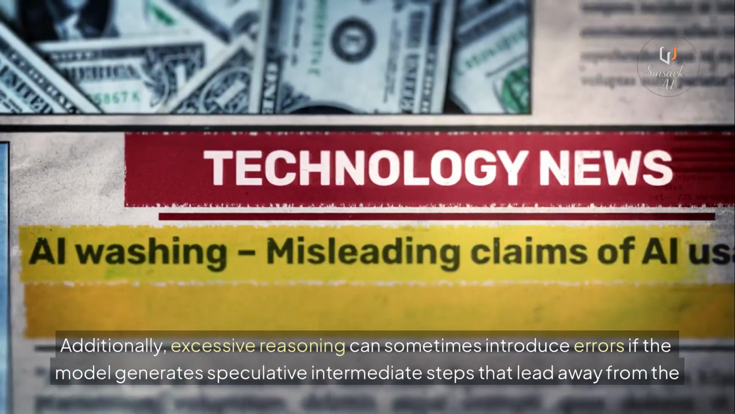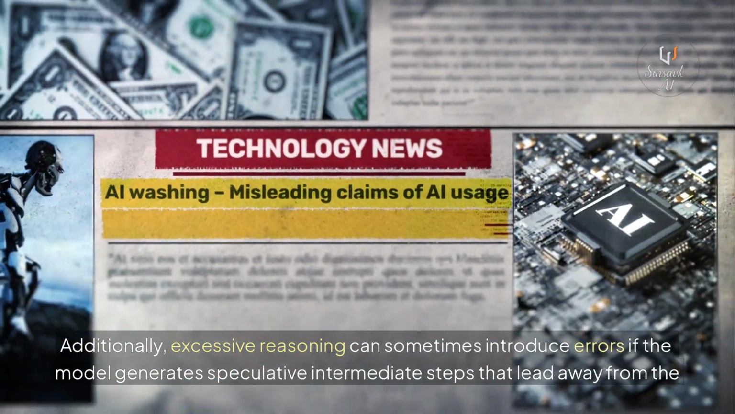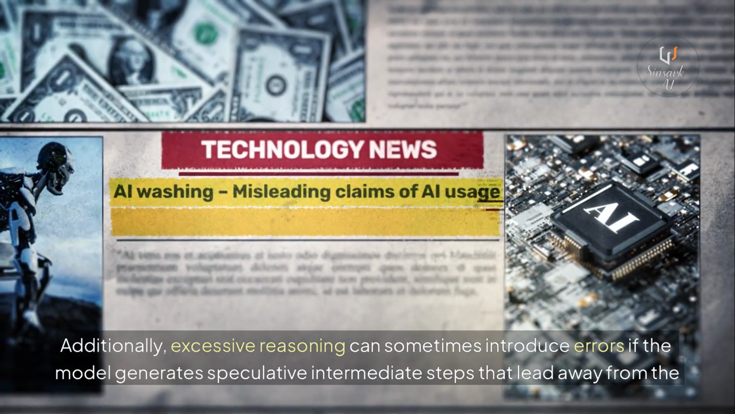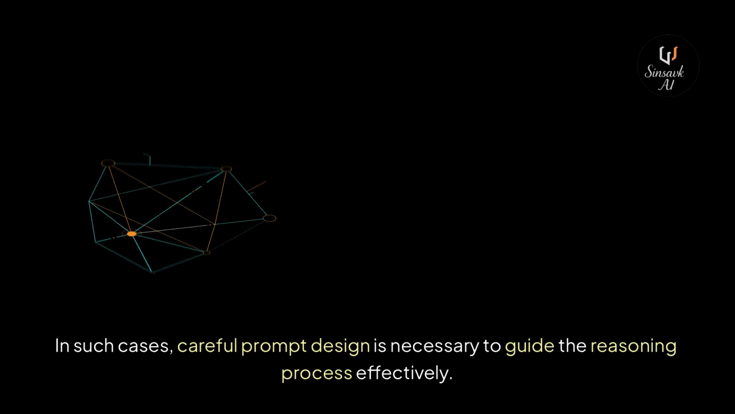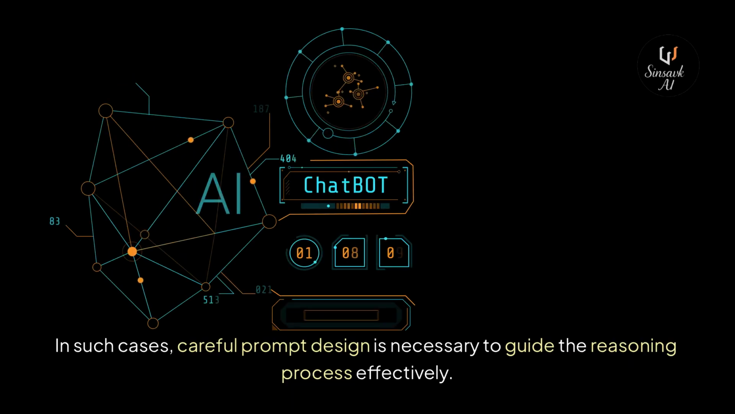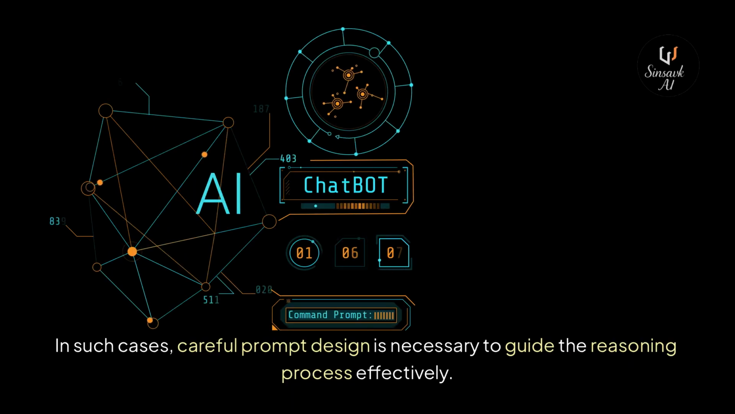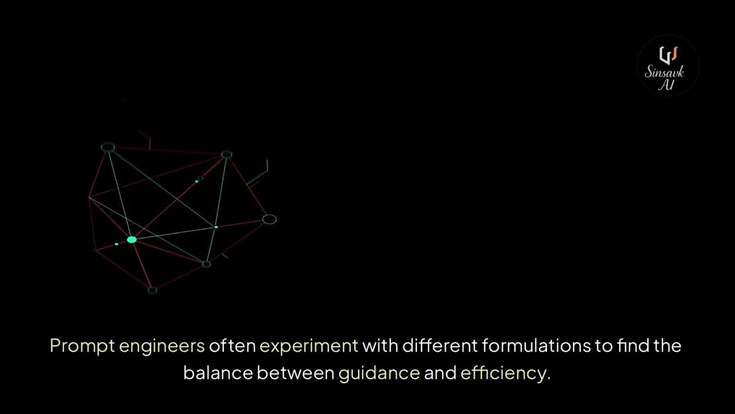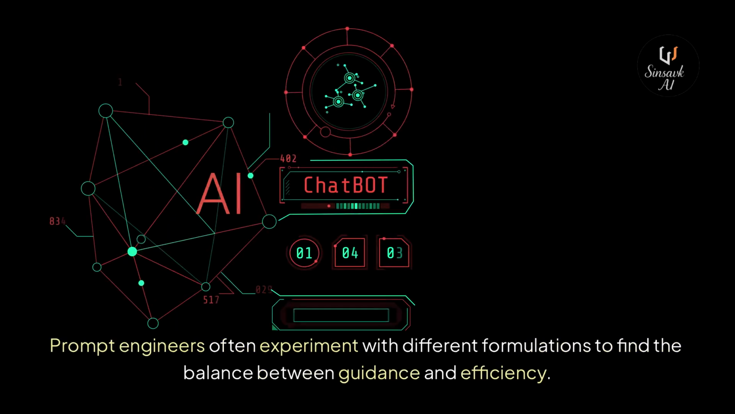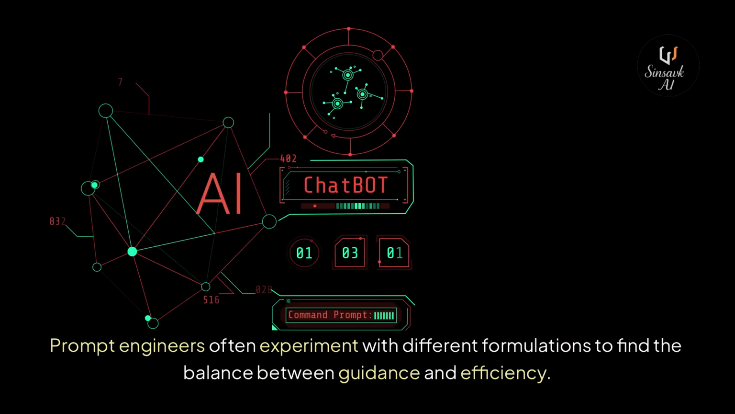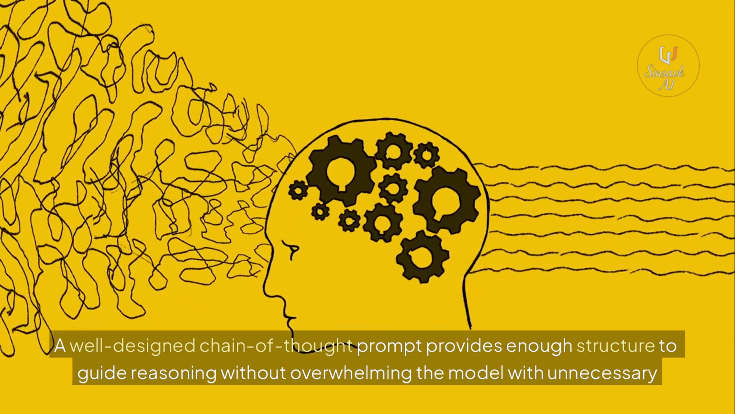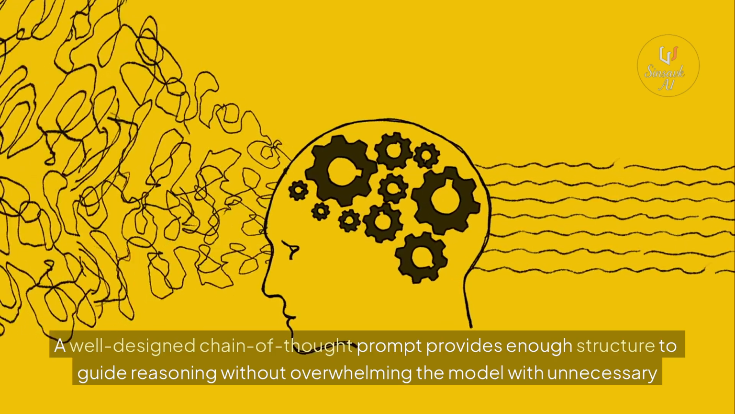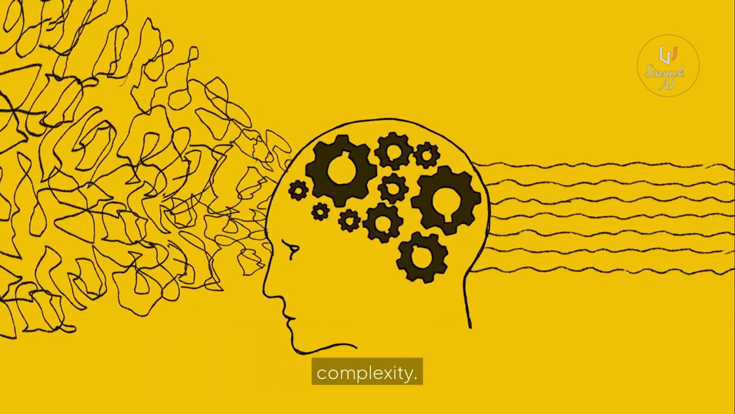Additionally, excessive reasoning can sometimes introduce errors if the model generates speculative intermediate steps that lead away from the correct answer. In such cases, careful prompt design is necessary to guide the reasoning process effectively. Prompt engineers often experiment with different formulations to find the balance between guidance and efficiency. A well-designed chain of thought prompt provides enough structure to guide reasoning without overwhelming the model with unnecessary complexity.